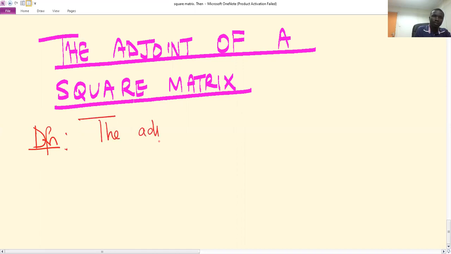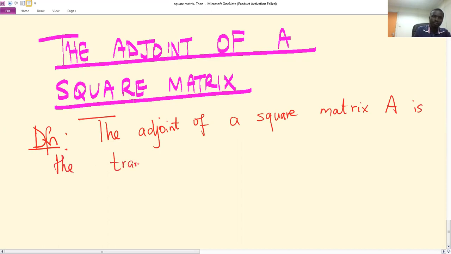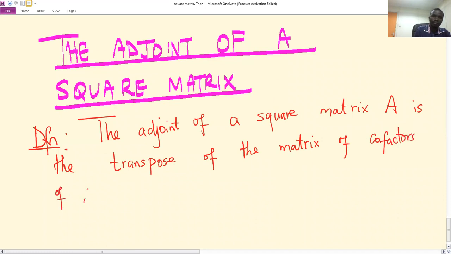The adjoint of a square matrix A is the transpose of the matrix of cofactors of A. So that's how we define the adjoint of a square matrix.